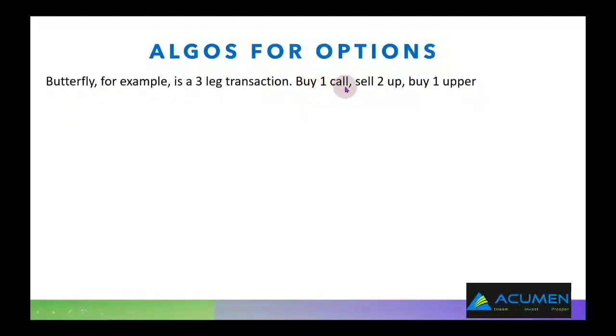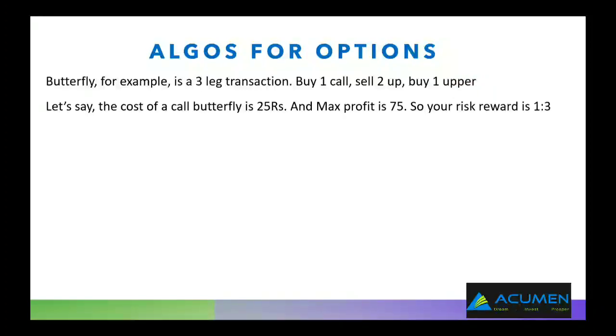So you buy one in the money call, you sell two at the money calls, and you buy one out of the money call. This is a typical three-leg butterfly, right? So let's say the total cost of the butterfly on a 100-point range in Nifty is 25 rupees, and the maximum profit becomes 75. 100 minus 25 is 75. So your risk reward ratio is 1 is to 3.